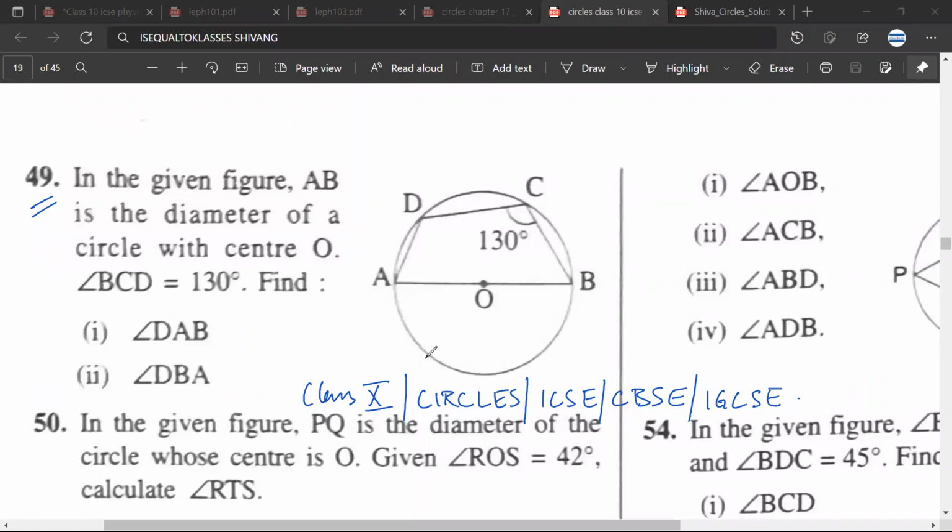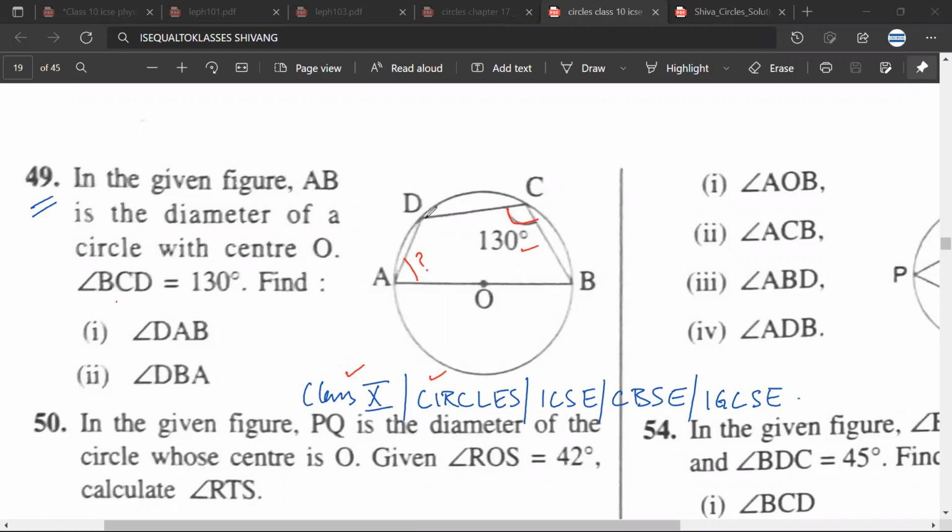So this is a CBSE Class 10 circles question. In the given figure, AB is the diameter and O is the center. Angle BCD is equal to 130 degrees. Find angle DAB. This is the angle that we need to find.